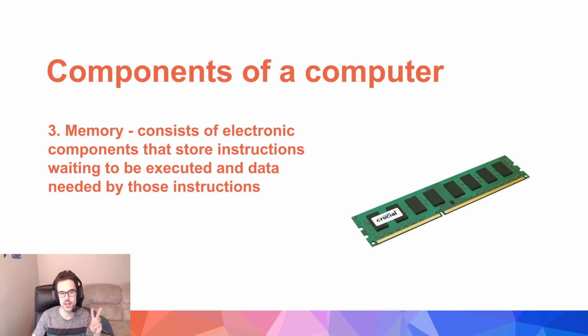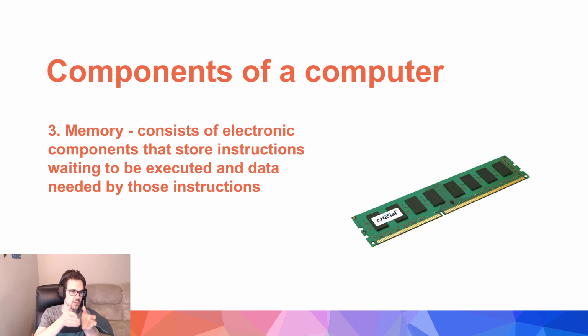All right, the third component is memory, and I'm about to talk about cache that's on the processor from that former slide in the memory section here. But memory consists of electronic components that store instructions waiting to be executed and data needed by those instructions.